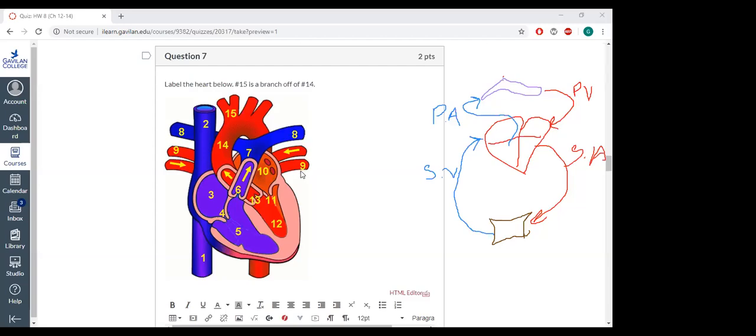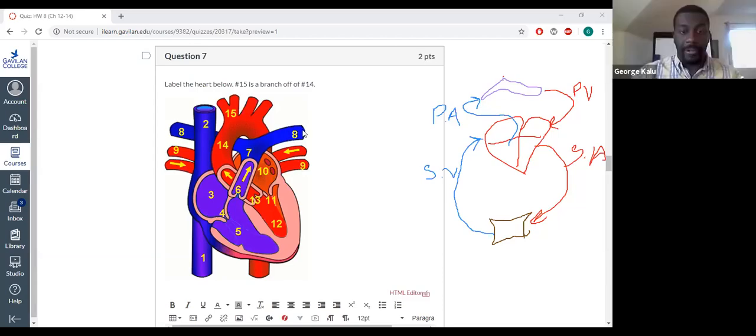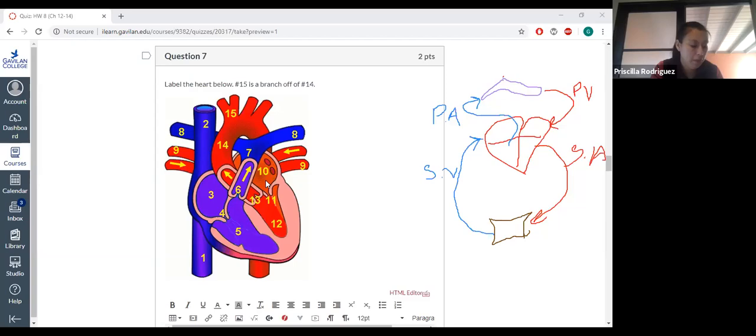And then number 9? We have the pulmonary veins. Right, those are our pulmonary veins. And remember, those are going to be oxygenated blood, while the pulmonary arteries are going to be deoxygenated blood. Then the pulmonary veins will open up into number 10, which is the left atrium.